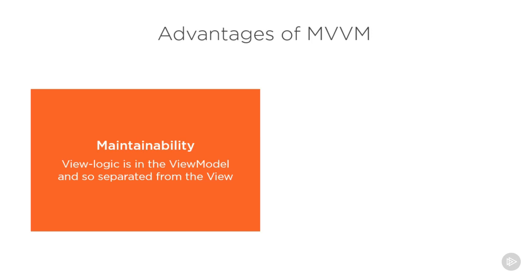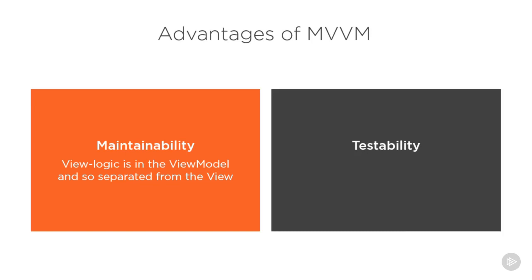Another great advantage of MVVM is testability. As the view model is completely UI independent, it is really great to be unit tested. In the view model, you don't have any code with controls and layout and other view-related stuff. You have just a class with public properties and logic. So this makes it very good to unit test.